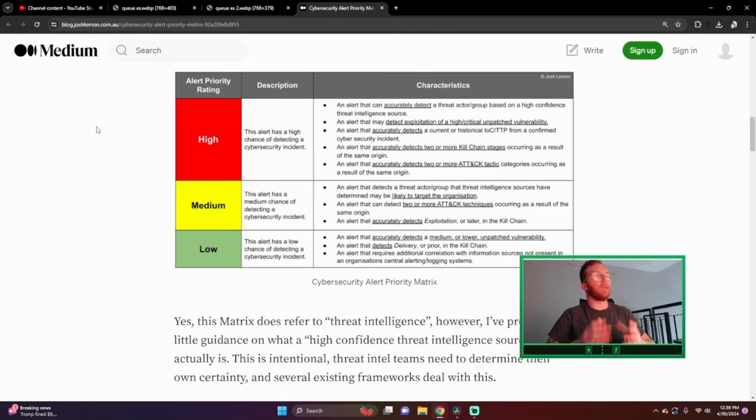I just wanted to give you a quick breakdown of what I mean by high, medium, and low priority. I found this blog on Medium by Josh Lemon, and I like this chart. It's not 100% what I would go by at all, actually, but it does give a general idea.